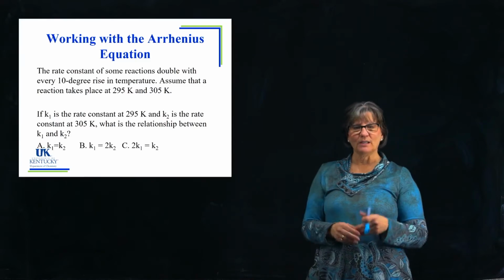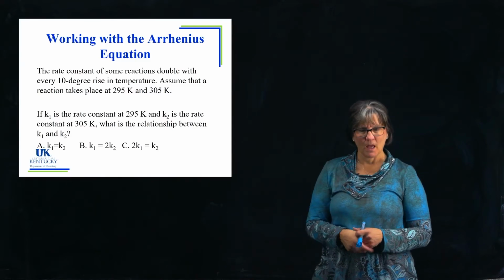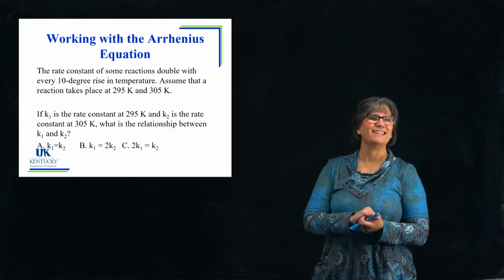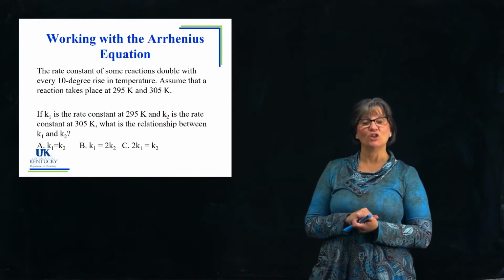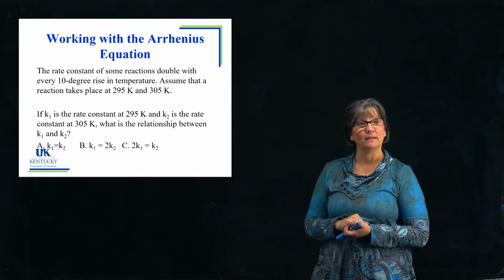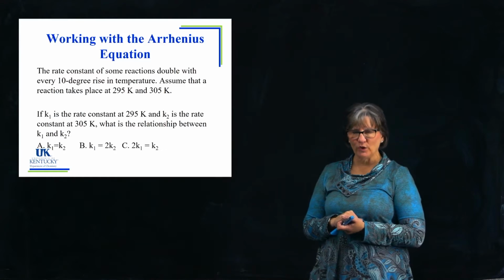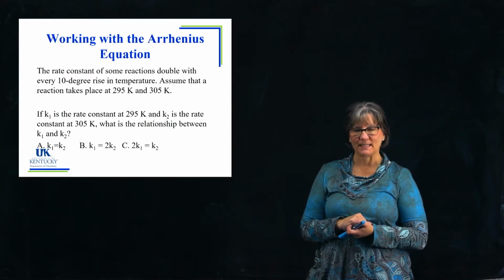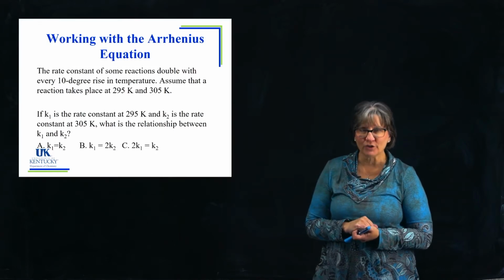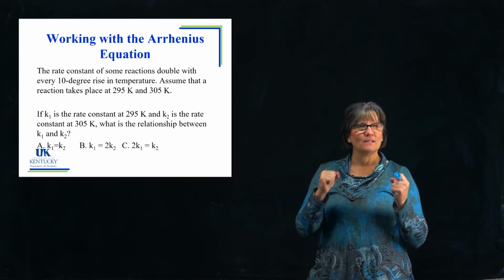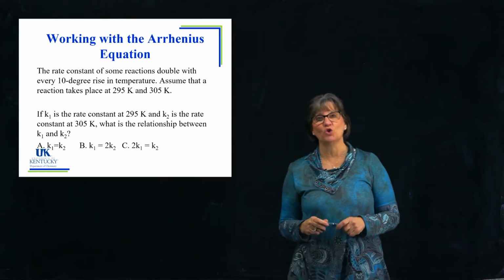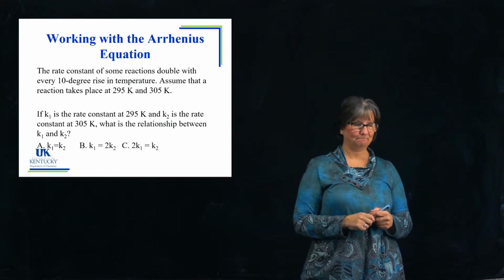All right, so now we're going to consider this scenario down here. K1 is at 295. It's the slower rate. K2 is at 305. It's the faster rate. So I want you to think about which one of those statements is correct. A, B, or C. Pause it, ponder it. Decide for sure which one you think it is. Rejoin me and let's see if you got it right.